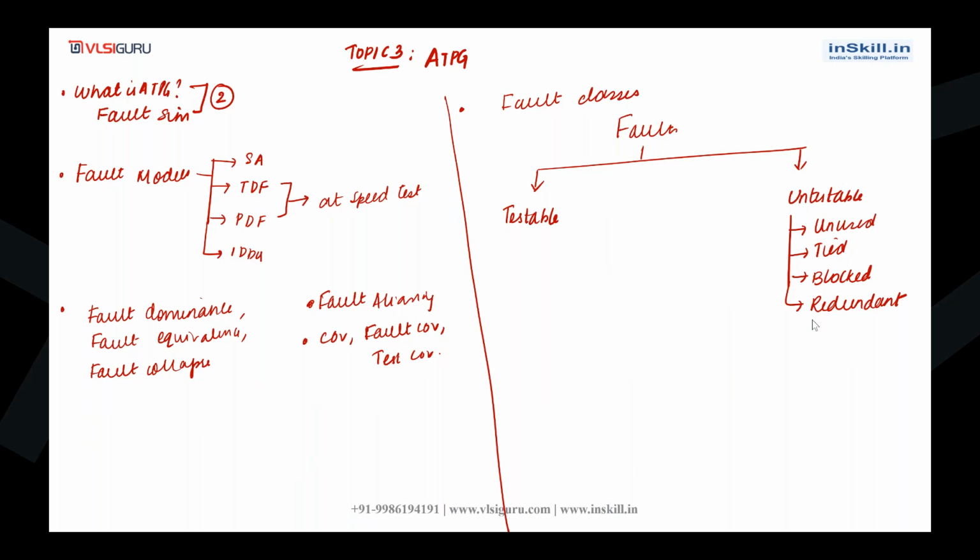Under the testable class, you have the detected class, the possibly detected class, the ATPG untestable class, and then the undetected class. These are all the subclasses of the testable class of faults. We will also be understanding test point insertion.